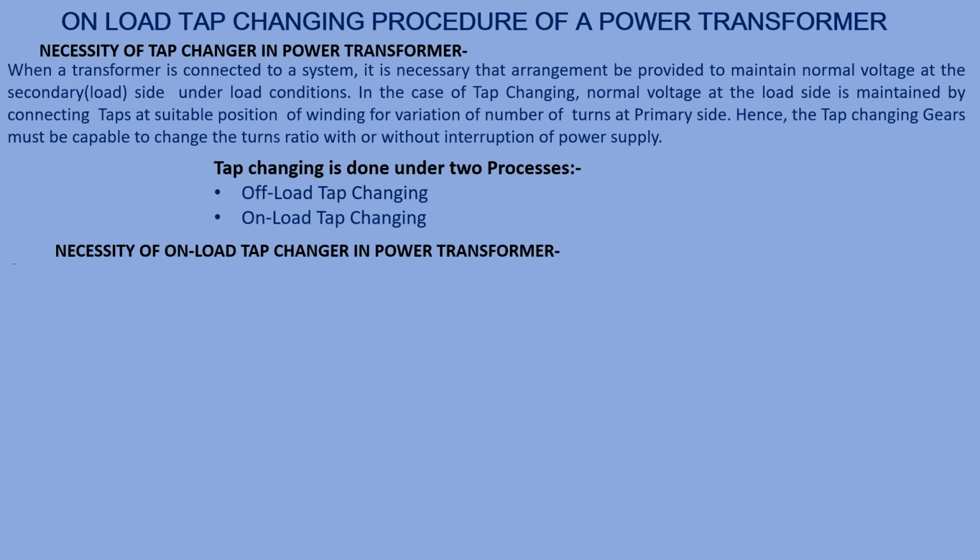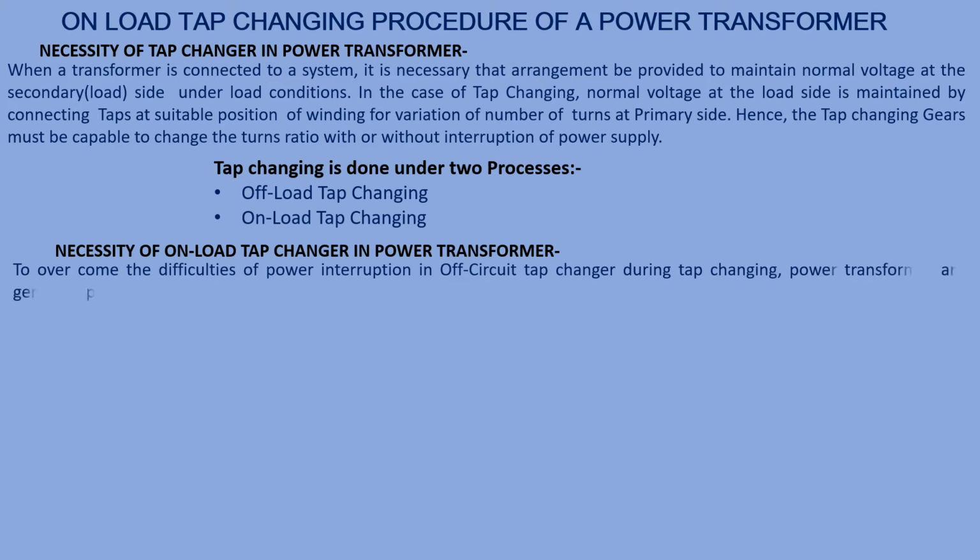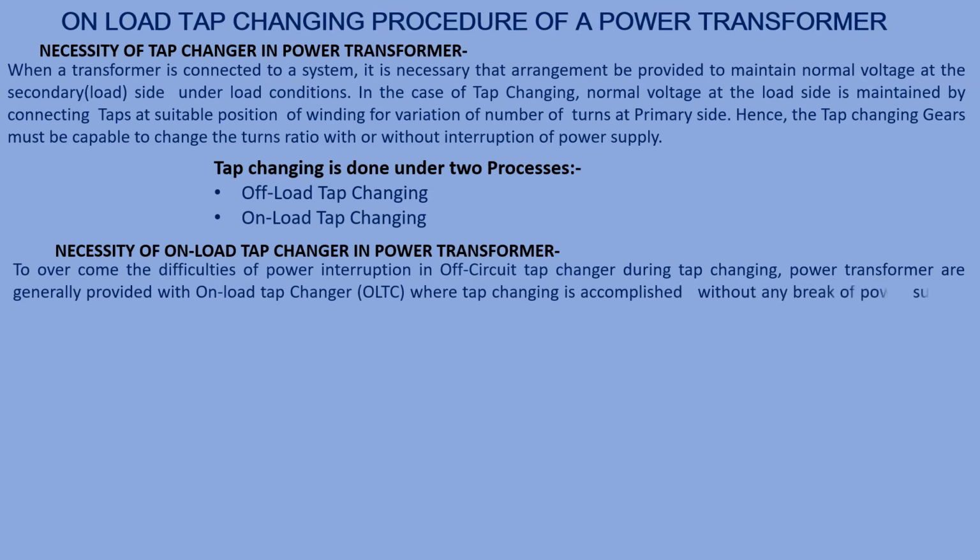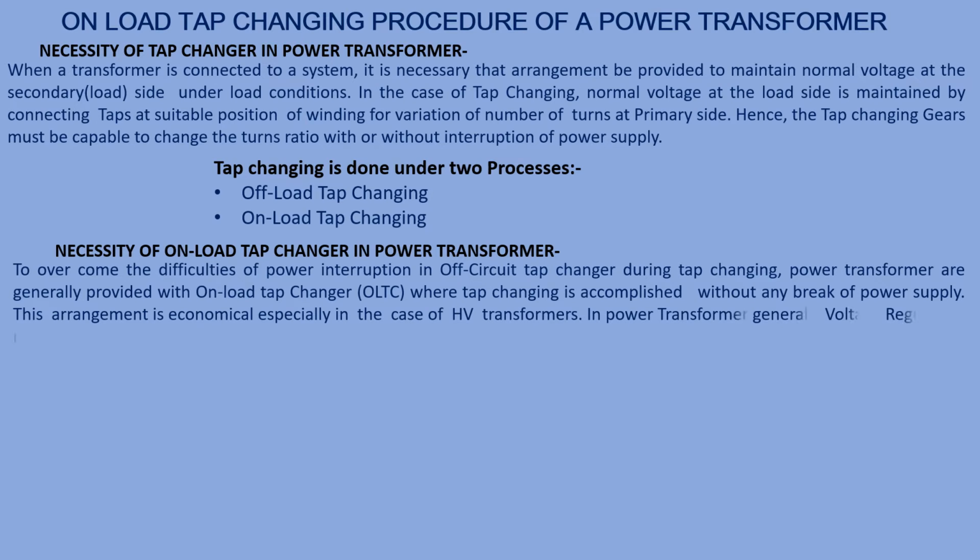To overcome the difficulties of power interruption in an off-load tap changer during tap changing, power transformers are generally provided with an on-load tap changer (OLTC), where tap changing is accomplished without any break of power supply. This arrangement is economical, especially in the case of HV transformers. In a power transformer, generally voltage regulation of more than plus or minus 15% is not required.